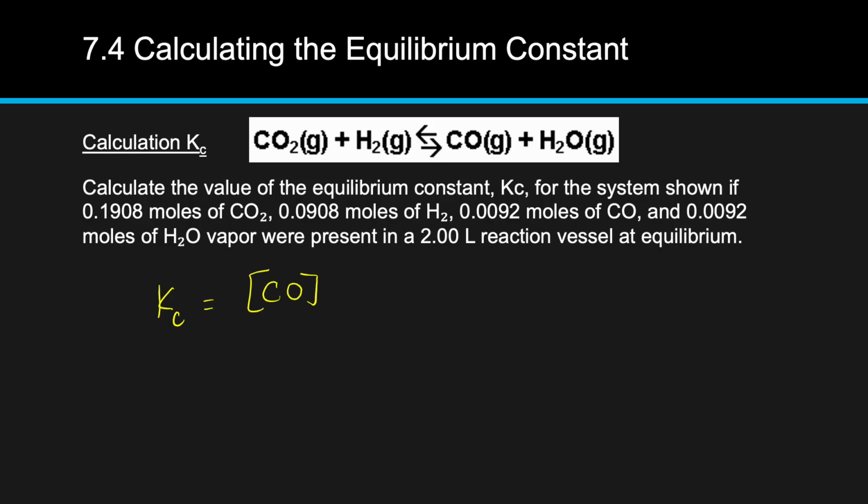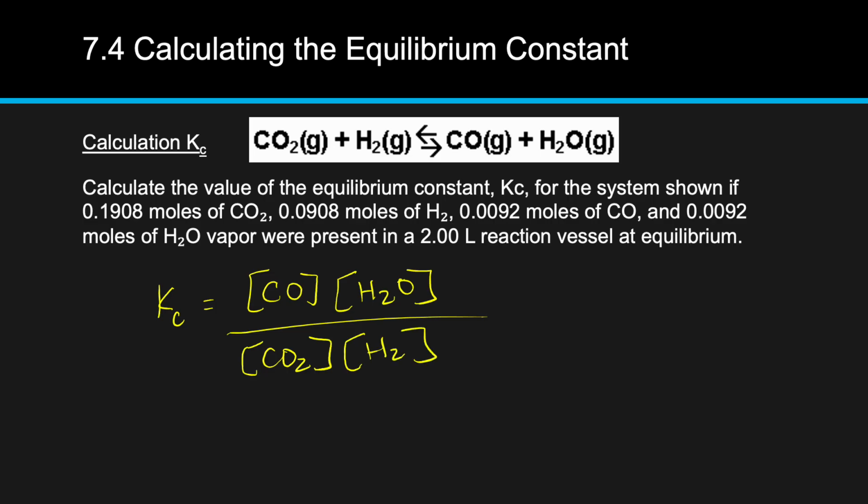We have CO as a product and H2O as a product, and then our reactants are CO2 and H2, and there are no coefficients besides 1, so that remains as is. So then we can go ahead and plug in values, but we do not have concentration. We have moles and we have liters. So before we plug them in, we need to divide these mole values by 2 to get concentration.